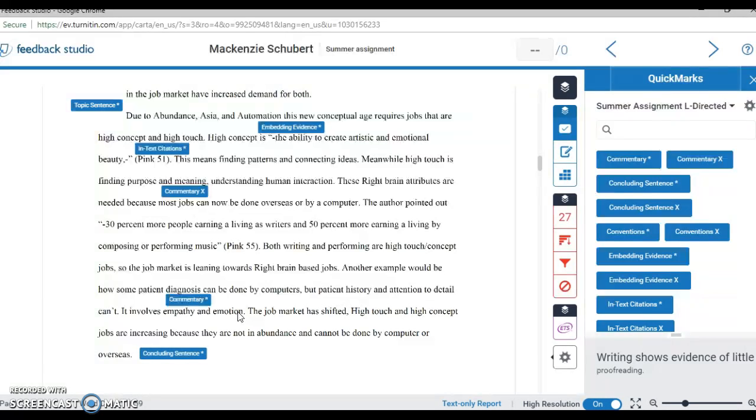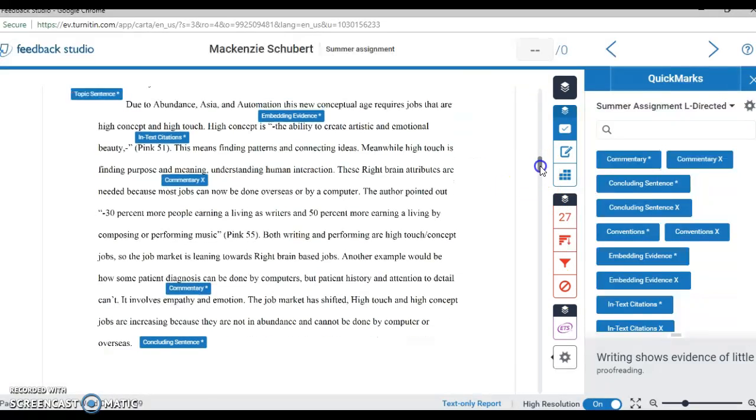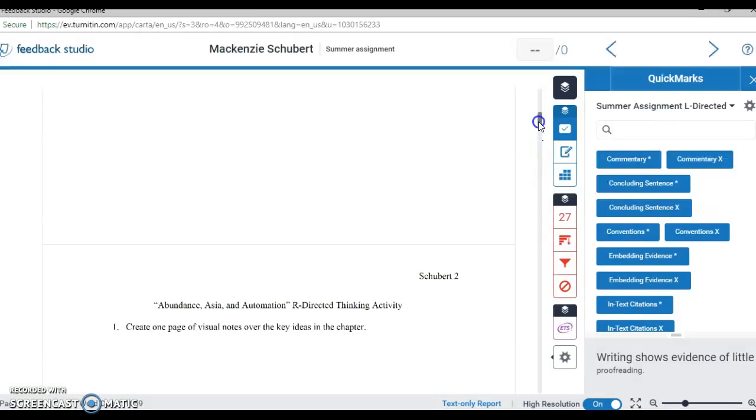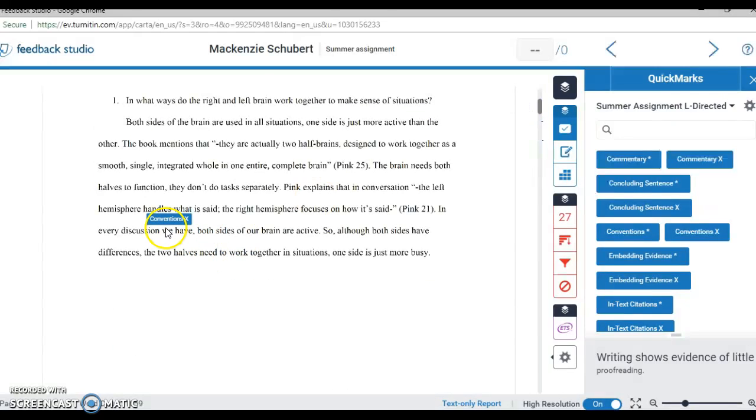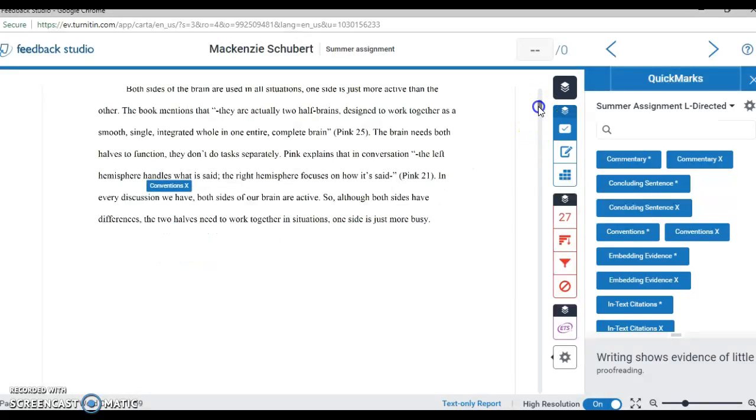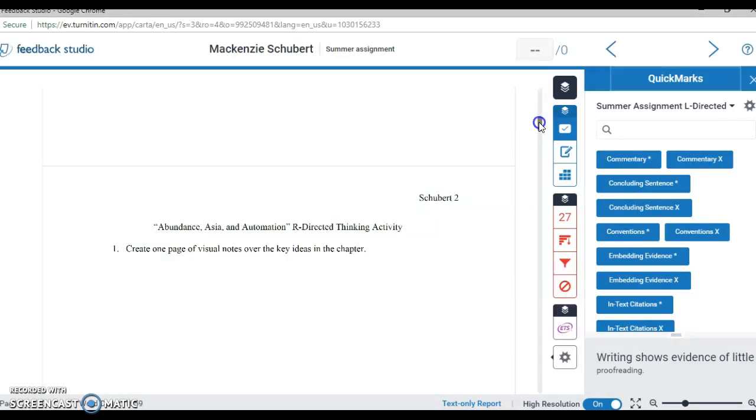All right, finally on citations and conventions, your citations look perfect, so that's great. And conventions, I can tell you definitely proofread. Just some little things, like I noticed occasionally using personal pronouns like we. And if you just say every discussion people have, that really elevates your writing a lot. So just try to fix that word choice.